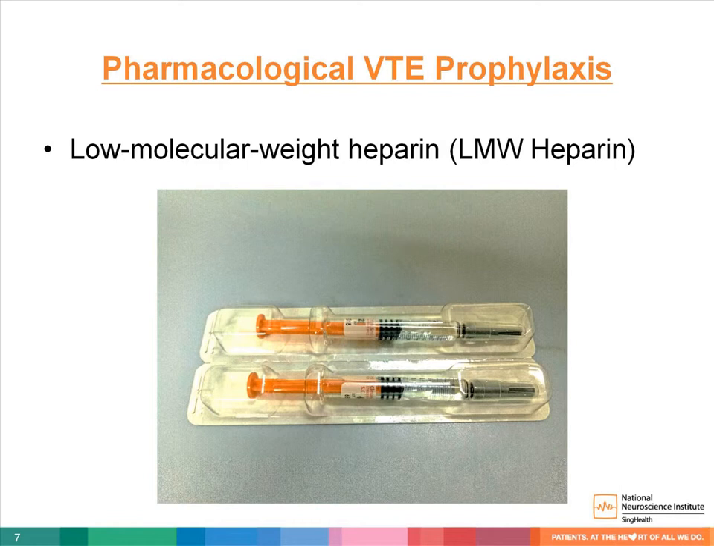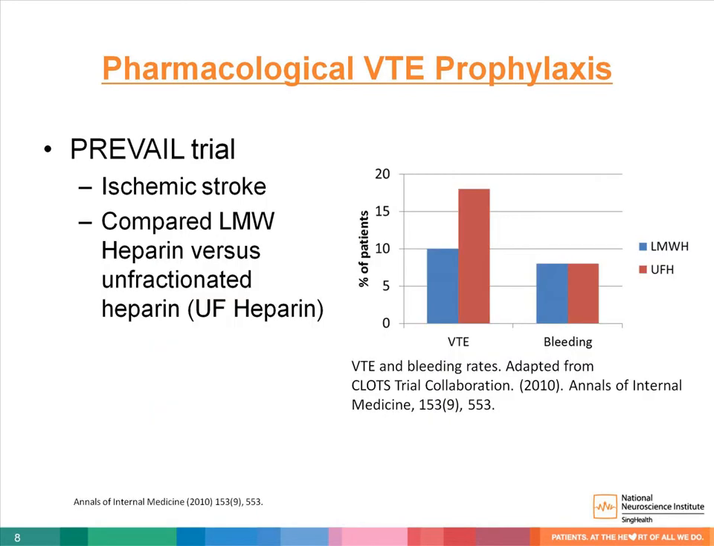Pharmacological VTE prophylaxis is via anticoagulants, namely unfractionated heparin and more commonly low molecular weight heparin. The PREVAIL study, an open-label randomized trial, compared the efficacy and safety of low molecular weight enoxaparin with that of unfractionated heparin for patients with ischemic stroke. Enoxaparin reduced VTE risk with similar risk of bleeding, leading to the conclusion that enoxaparin is preferable to unfractionated heparin in preventing VTE in patients with ischemic stroke.